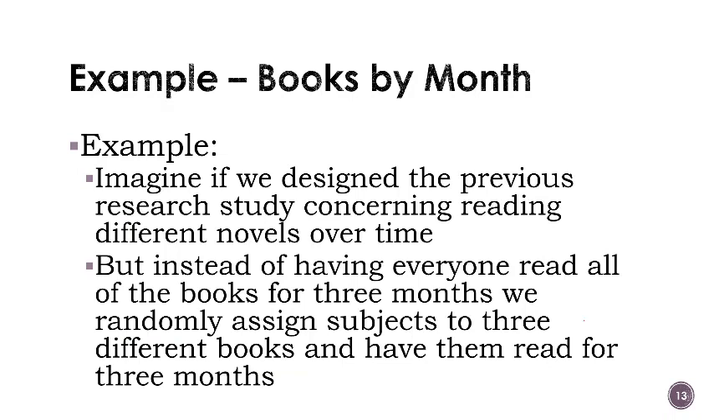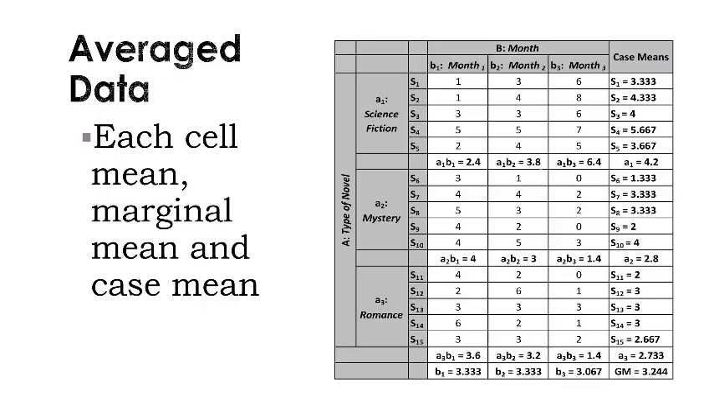So the example in the Tabachnick and Fidell book is the same sort of books by month example, but instead of having the same people read books across months, if we designed the previous research study concerning reading different novels over time, but instead of having everyone read all the books for all 3 months, we randomly assigned subjects to read 3 different books and have them read for 3 months each. So it looks like this.